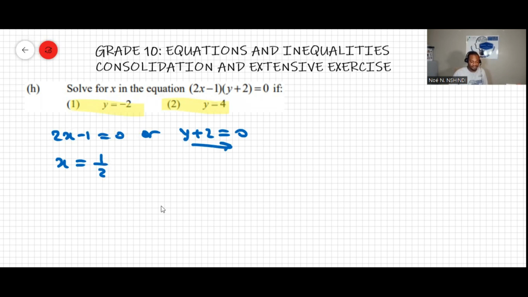So whether y is 2 or negative 2 or 4, whatever it is, the answer will always be x is a half. You can check it yourself. Substitute 2 for y, or negative 2 for y, and 4 for y, and the answer will always be x equals a half. Okay, thank you.